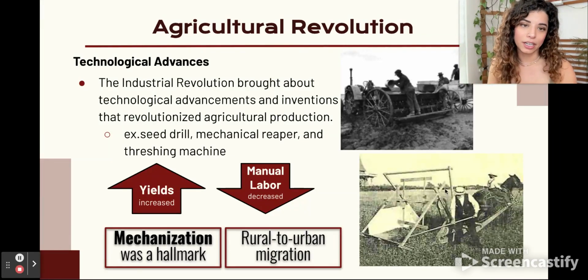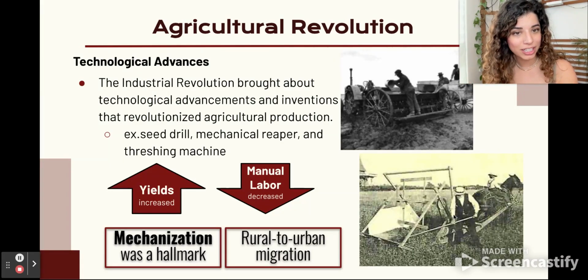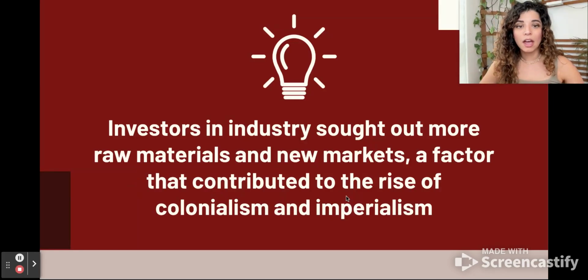These two images here show machinery. These are not elements being created by hand. At the beginning, we still saw horses using these machines, and then eventually we see a shift to coal-powered or steam-powered machinery. And lastly, investors in the industry sought out more raw materials and new markets to sell to. This caused the rise of colonialism and imperialism.